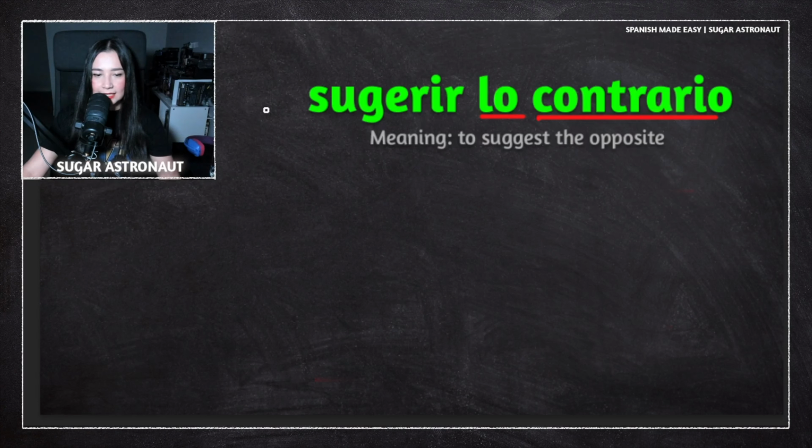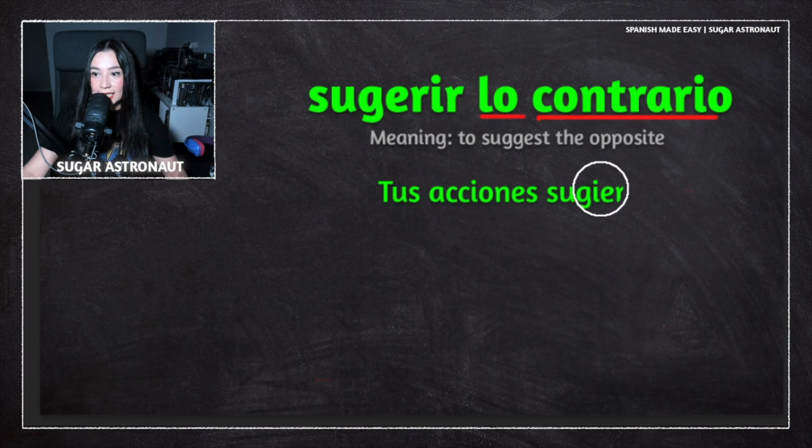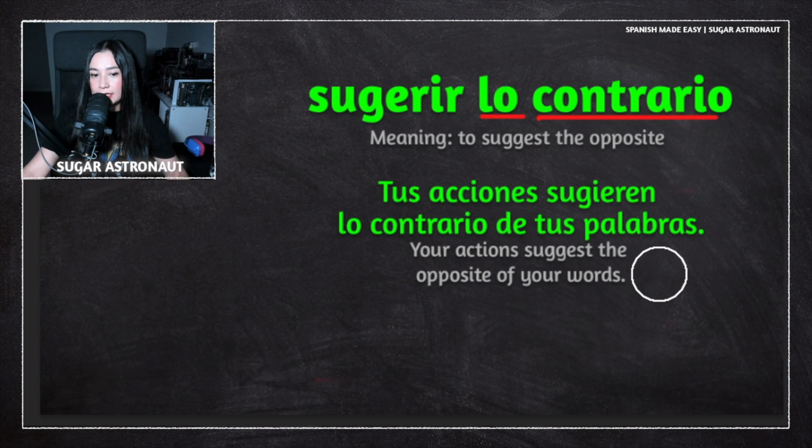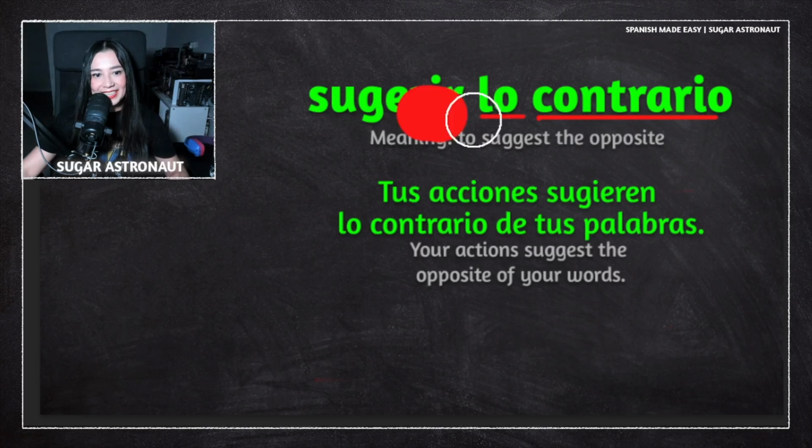Now, let's look at some examples using this phrase. Tus acciones sugieren lo contrario de tus palabras. This means your actions suggest the opposite of your words. So it doesn't make sense. You're saying something, but you do something else, the opposite. So that cannot be good.